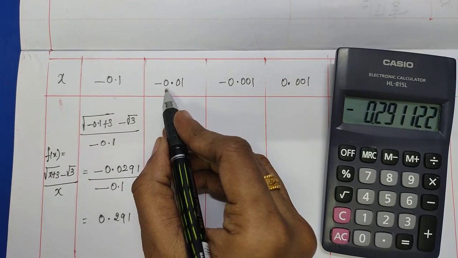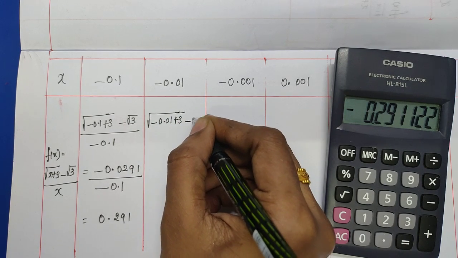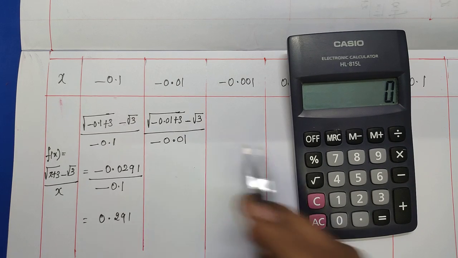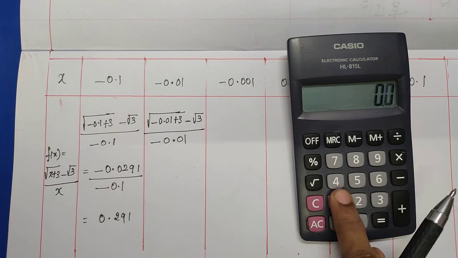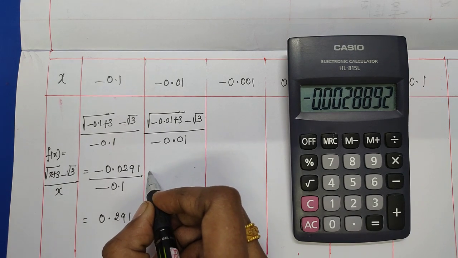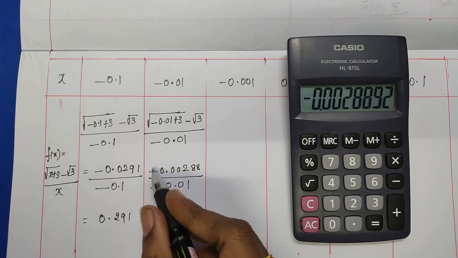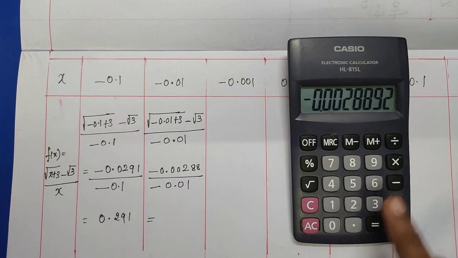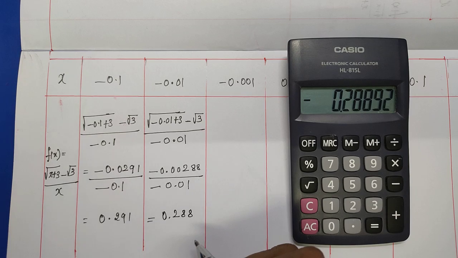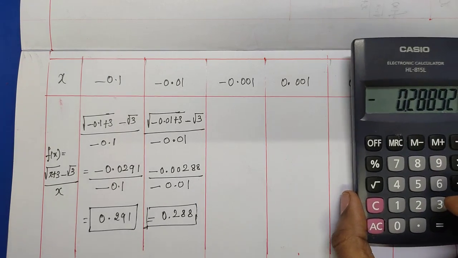And for the next value, minus 0.01, this is equal to root of minus 0.01 plus 3 minus root 3, divided by minus 0.01. So 3 minus 0.01 is equal to 2.99, its root minus root 3 is equal to minus 0.00288, divided by minus 0.01. These two numbers are in minus sign, the answer will surely be positive. Divided by 0.01, it is equal to 0.288.